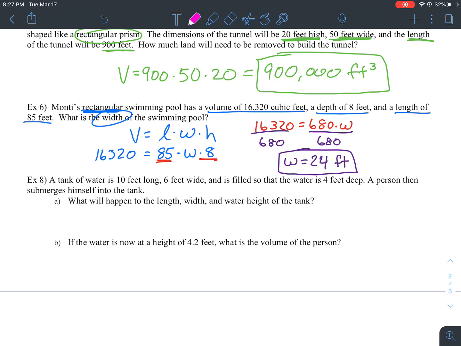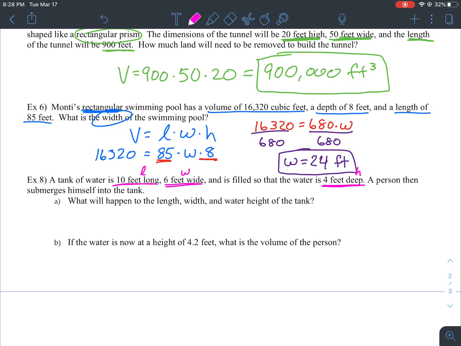You find a tank of water that's in the shape of a rectangular prism, a cylinder, something that is very easy to measure. So in this case, a tank of water is 10 feet long, 6 feet wide, and it's filled so that the water is 4 feet deep. So there are 3 dimensions: our length, our width, and our height. Now, what we're able to do, well, let's keep reading on first. A person then submerges himself into the tank.